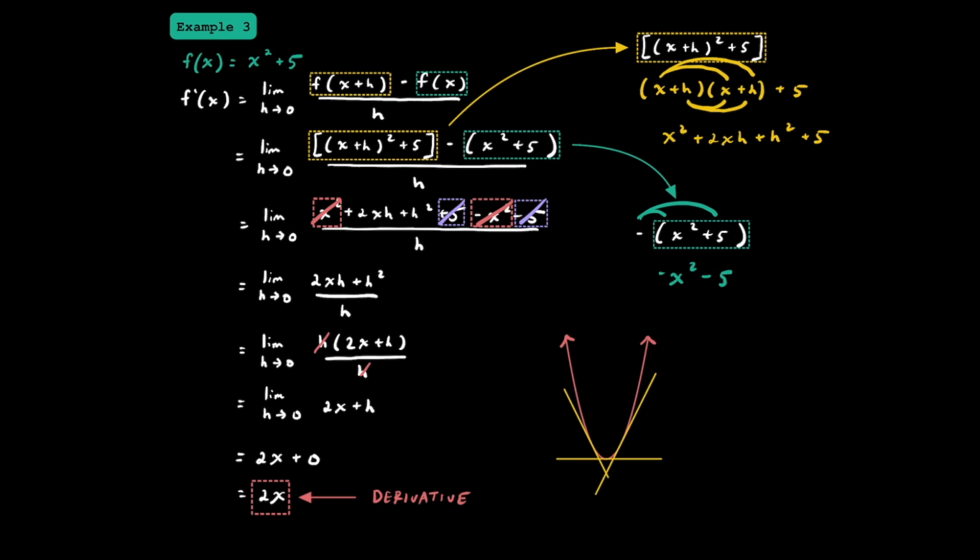The x in our derivative lets us know that the slope of each tangent line is going to change at different x values. In example 4, we're going to find the derivative of an inverse function, f of x is equal to 1 over x. Here's our definition. To find f of x plus h, let's substitute x plus h in for x. Substituting in, we're going to get 1 over x plus h.